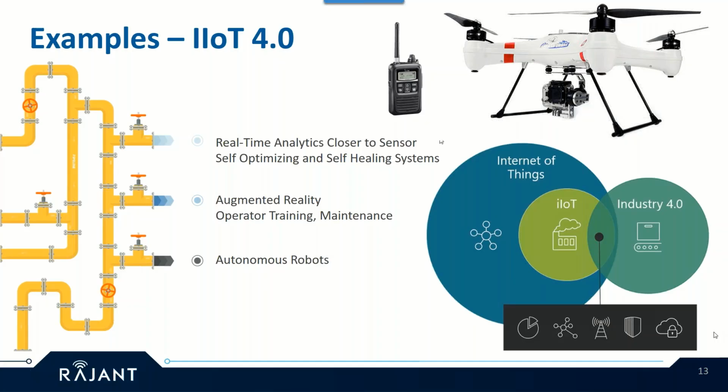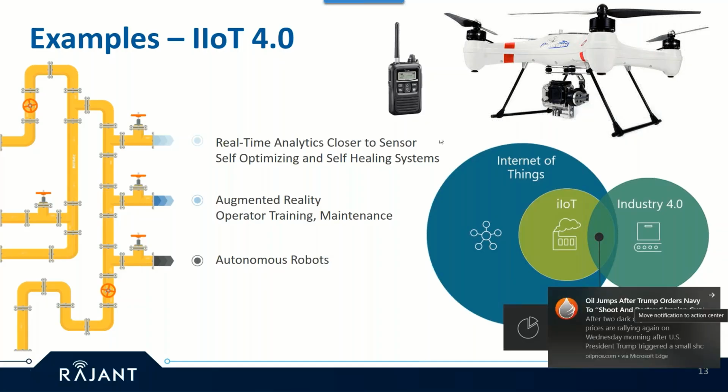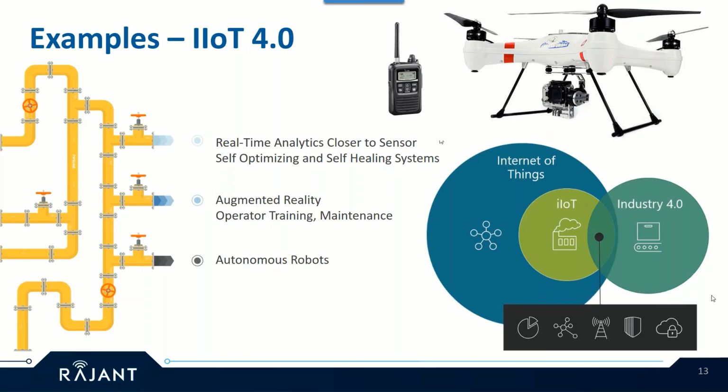Self-healing and diagnostics around rotating equipment, ability to change the configuration on how you operate based on actual information is happening. Probably the coolest thing that I've seen in the last couple of years is augmented reality for not only training, but for maintenance, using explosion-proof C1D2 glasses in a plant.